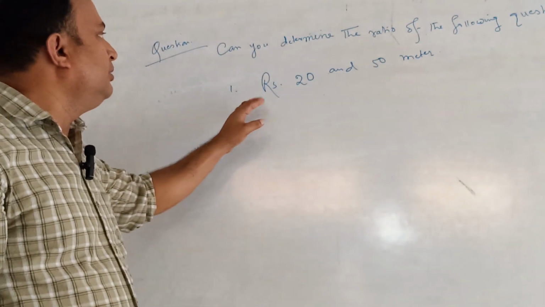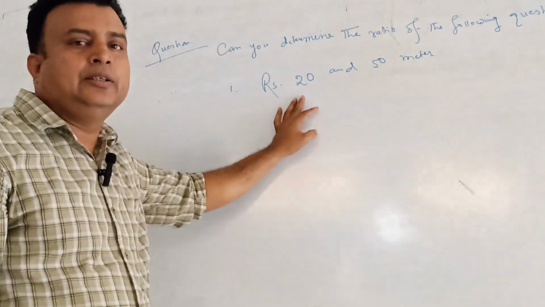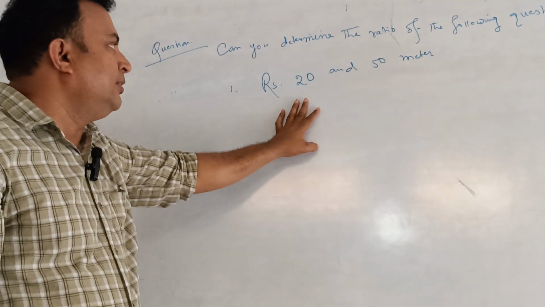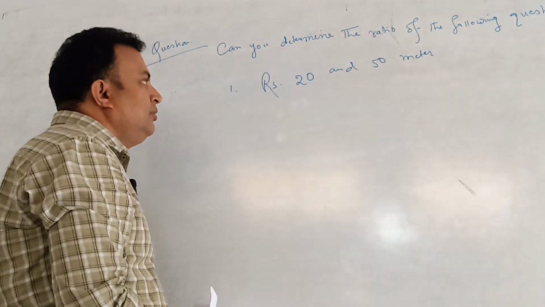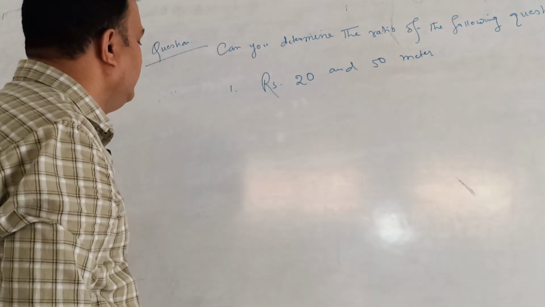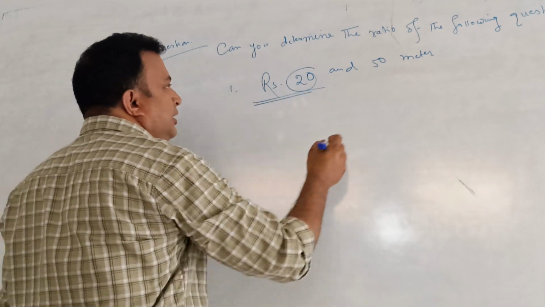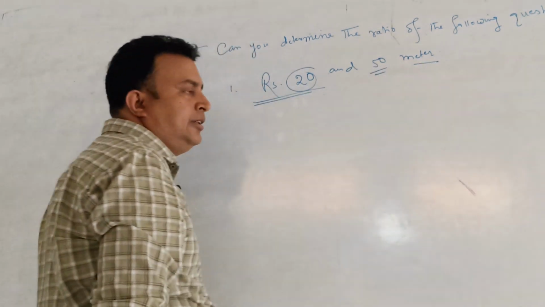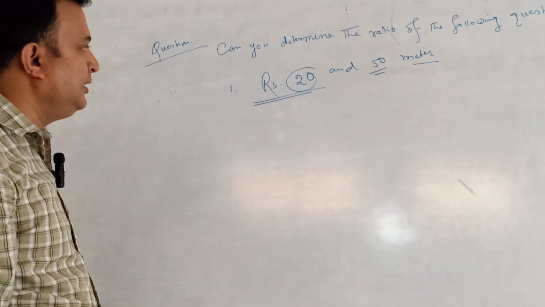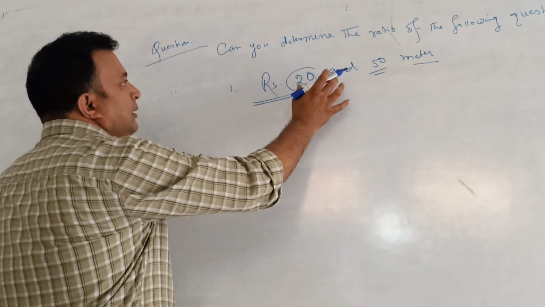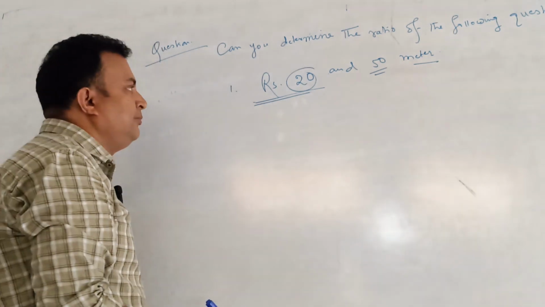You know that to become a ratio, the two quantities should be similar. Dissimilar quantities is not an example of ratio. It cannot be a ratio. Here you see that the unit of 20 is rupees and the unit of 50 is meter. Different units are here, that is dissimilar quantities. So we cannot determine the ratio of these two terms.